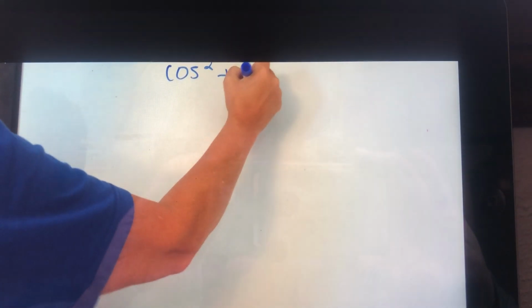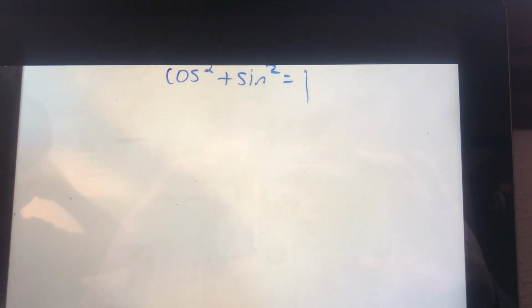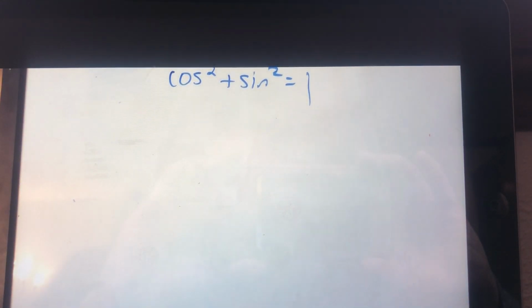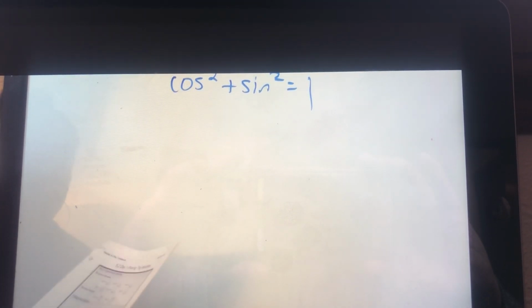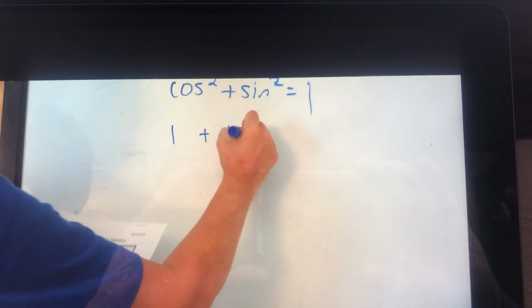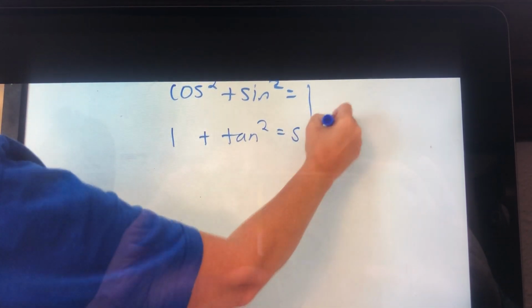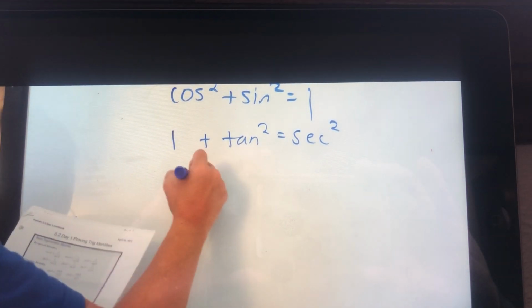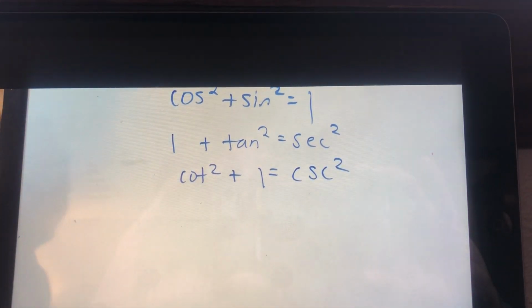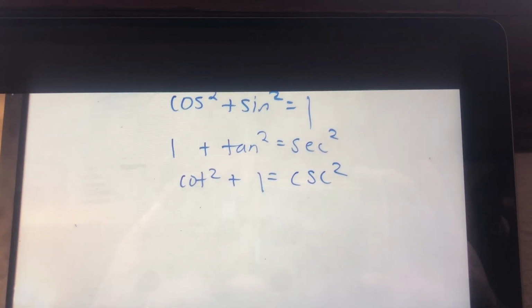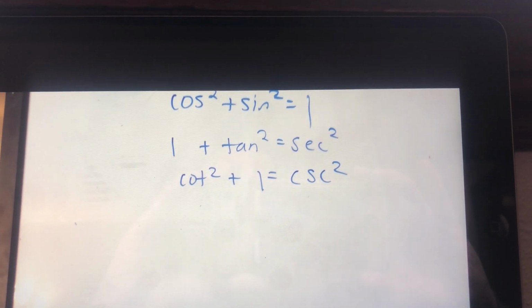So before I do that, I want you guys to remember the Pythagorean identities that are going to help us. The one you're going to use a lot is cosine squared plus sine squared equals 1. Okay? So you're going to use that one quite a bit. Then the other two come from that. But it's not like you have to memorize them: 1 plus tan squared equals secant squared. And then cotangent squared plus 1 equals cosecant squared. So those are the three that we will be using a lot.